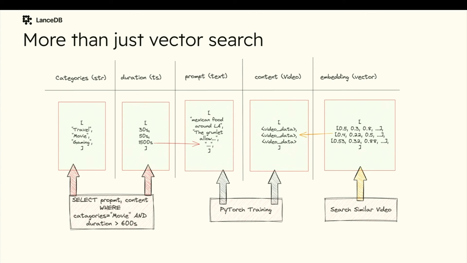Okay, well, if you look on the right-hand side, you can run SQL queries to search for particular pieces of content based on metadata filters. You can plug your data into a PyTorch data loader to do training on the videos themselves. And of course, you can run similarity search and vector search on the vector column that you've generated. And all that happens within one table without you having to copy data from one place to another and without you having to coordinate between all of them.